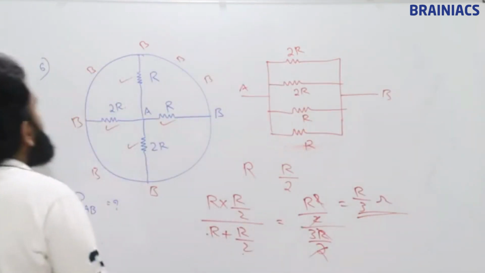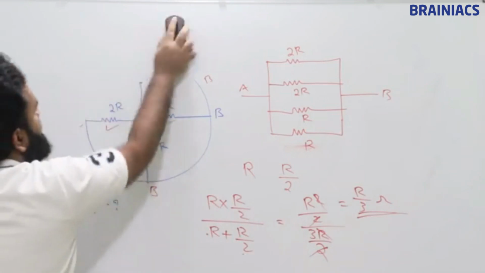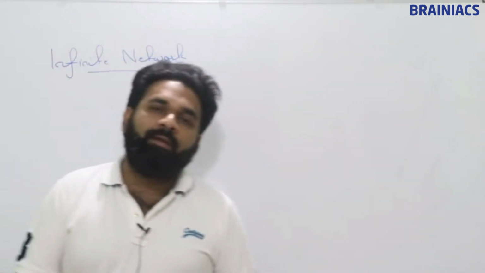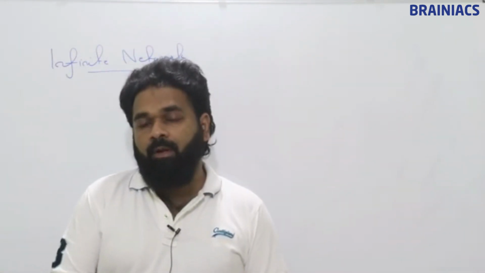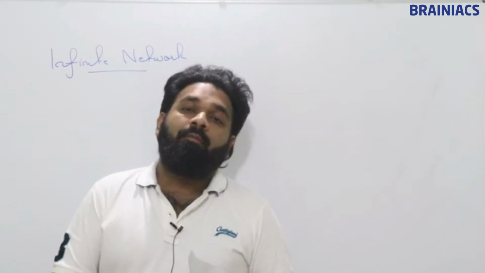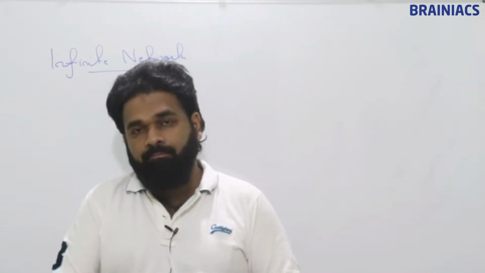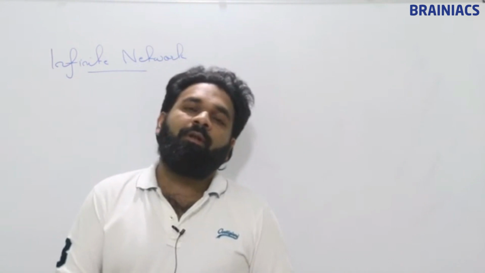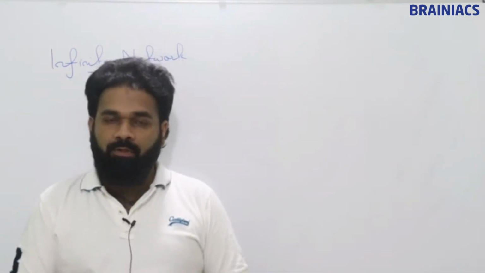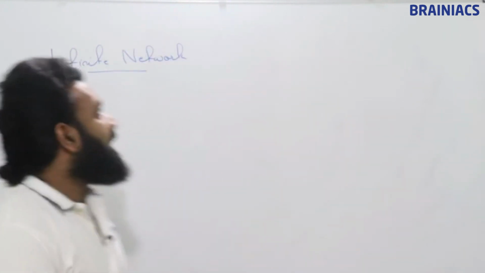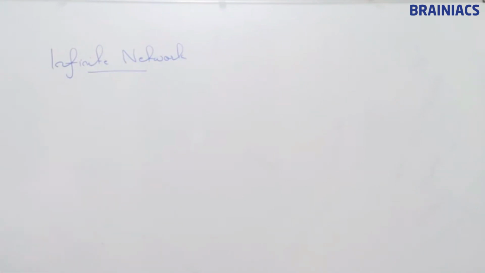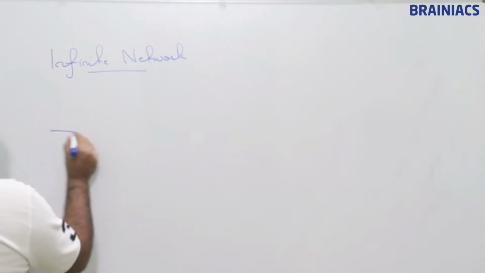Now we will see infinite network. Previous problems were potential method, where wherever potentials are same, those we will consider as nodes and we solve the problem. Now this is infinite network. We can get these kind of networks also. By taking one example, we will see.